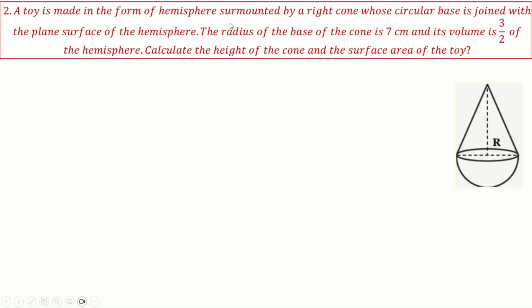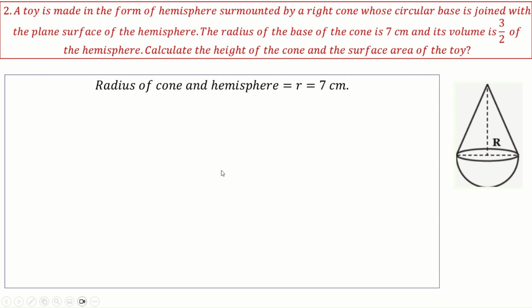A toy is made in the form of a hemisphere surmounted by a right cone whose circular base is joined with the plane surface of the hemisphere. Okay, this is how the toy is made: a hemisphere and on top of that a cone structure. The radius of the base of the cone is 7 centimeters and its volume is 3 by 2 of the hemisphere. Calculate the height of the cone and surface area of the toy.